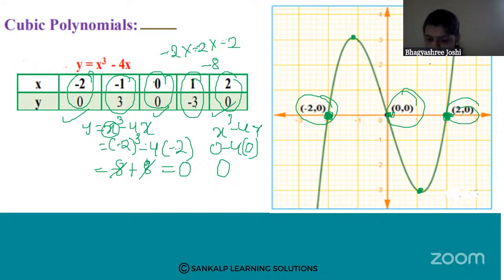Yes, understood? But one thing you should remember: it need not always have 3 zeros. Less than 3 is also possible, but more than 3 is not possible.